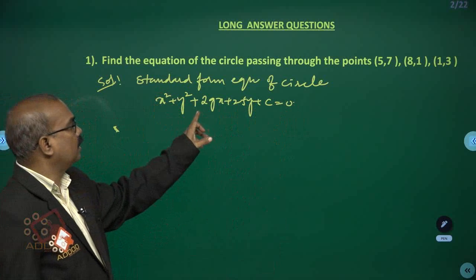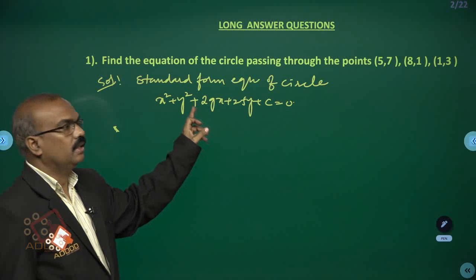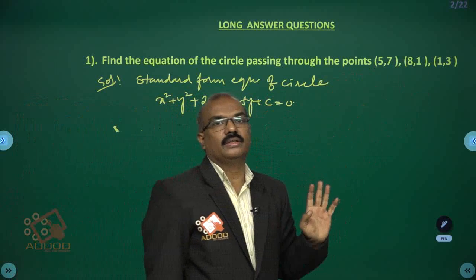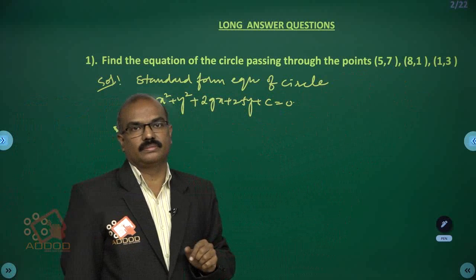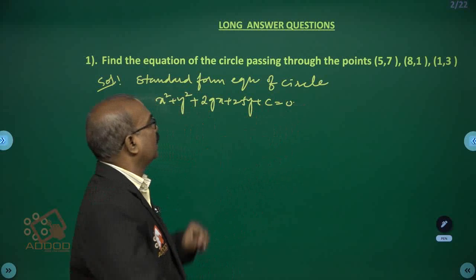Okay, but this is our required circle, for example, let me assume this is the required circle. This circle passes through this point and this point and this point. That means these 3 points satisfy this equation. So that's why let me substitute these points in this circle.